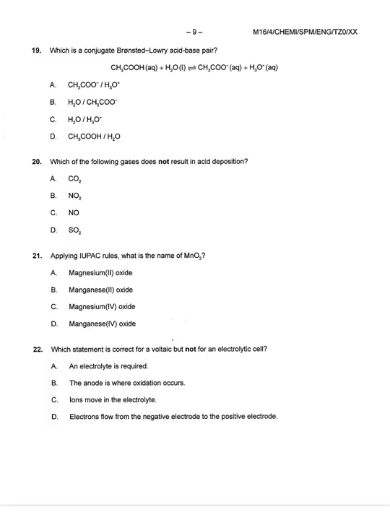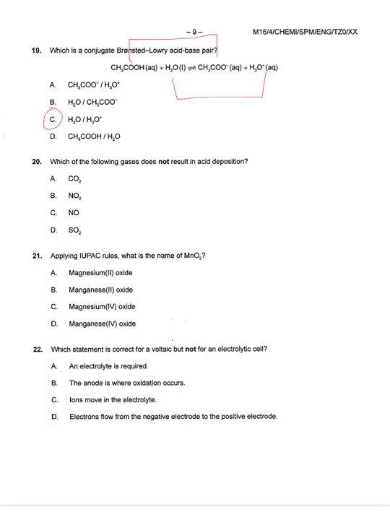Number 19, which is a conjugate Bronsted-Lowry acid-base pair? Well, this is a pair and this is a pair because we're looking at hydrogen being donated and accepted by two different species. So the only one that matches up there is C, H2O and H3O+.